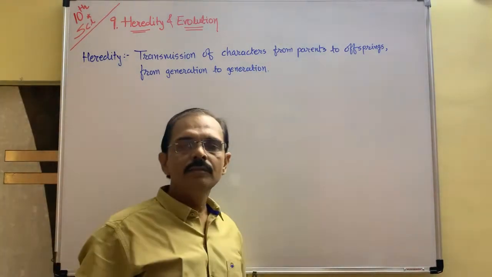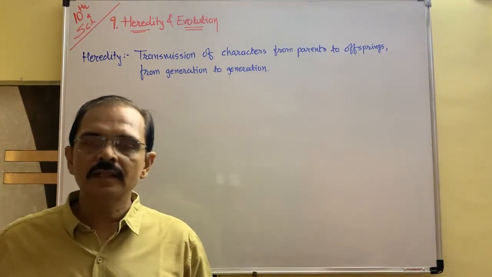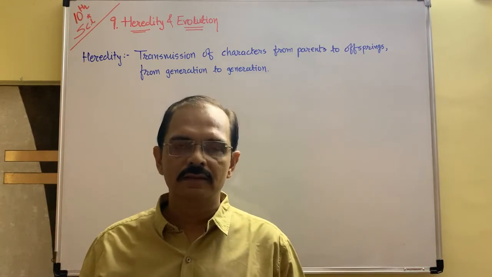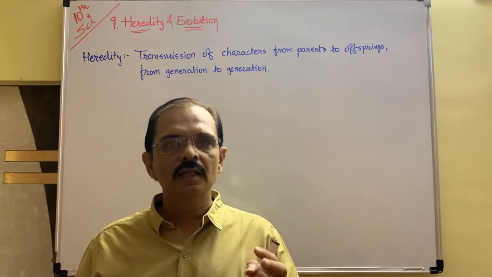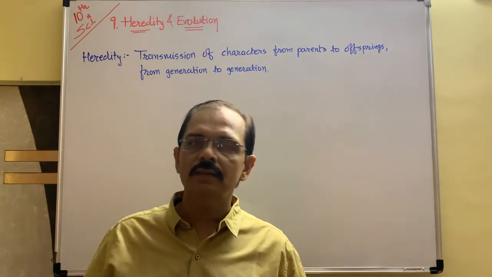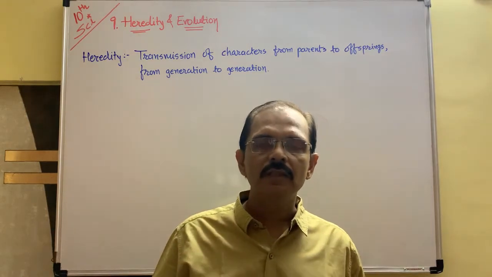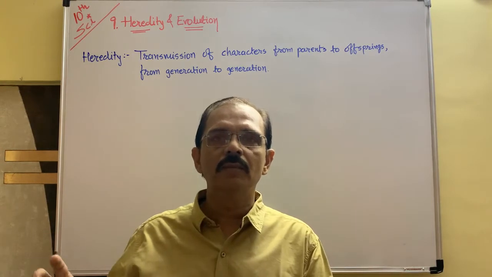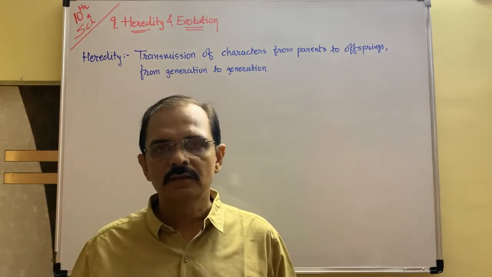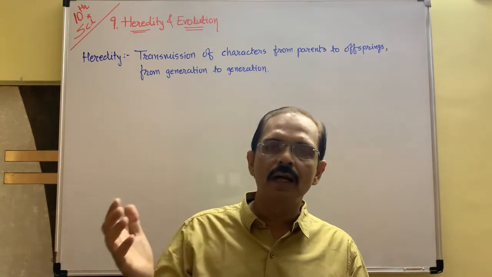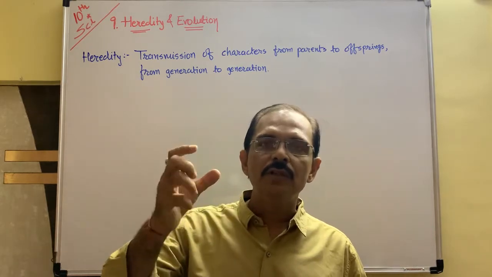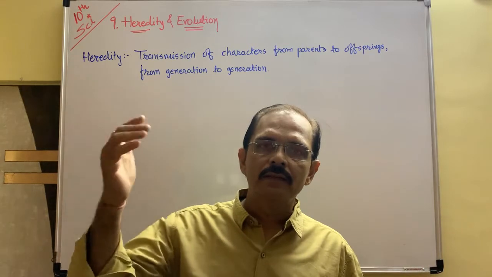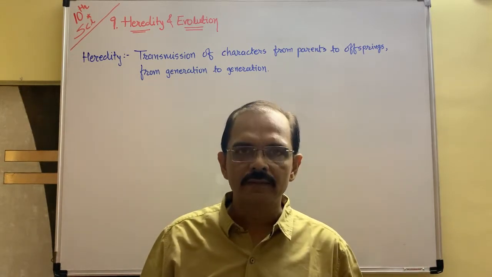The characteristics may be physical characteristics and biochemical characteristics. Okay, these are the main two. Many other characteristics are also there, but here we discuss only physical characteristics and biochemical or metabolic characteristics passing from parents to the offspring, and how they come, in which manner, which law is applied while characteristics enter the offspring.